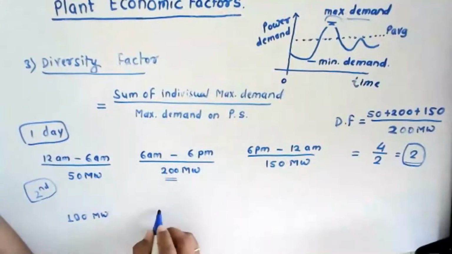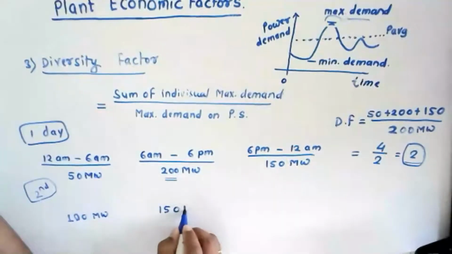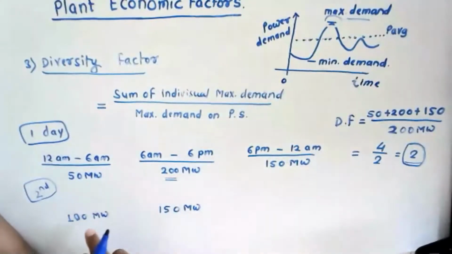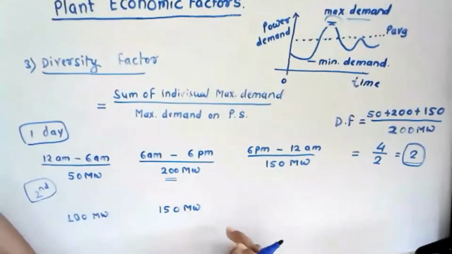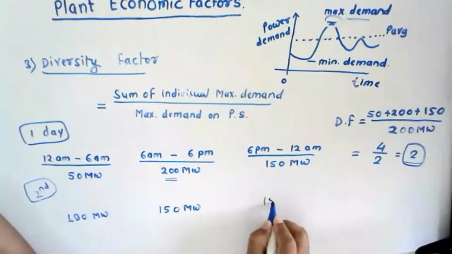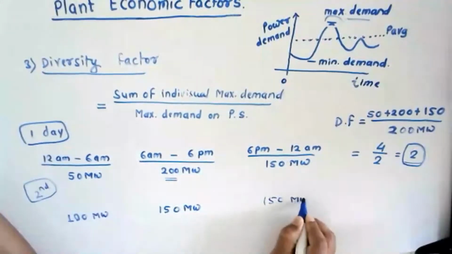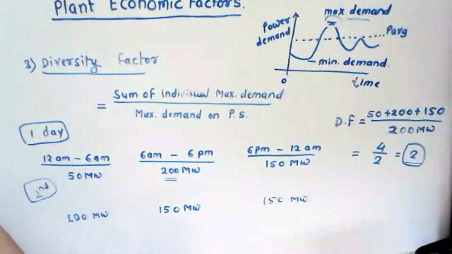In the day period, 150 is my maximum demand because the 50 megawatt of power is being shifted to the night time period, and here the same demand is going to remain as it is. So what is the diversity factor for the second day?